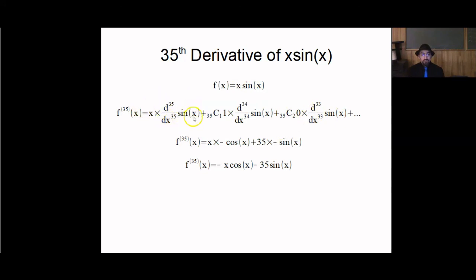I calculate the 35th derivative of sine x, it's going to be negative cosine x. So I get negative x cosine x. I have 35 times the 34th derivative of sine x, it's going to be negative sine x. So I get negative x cosine x minus 35 sine x. And that's probably the only time there's an easy way to take a 35th derivative of a product of two functions.